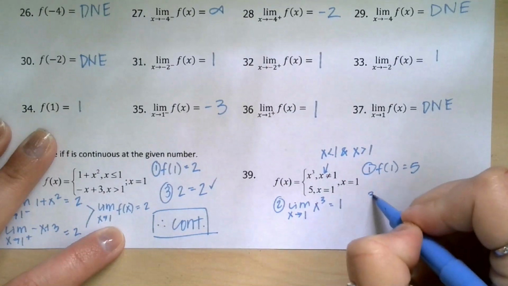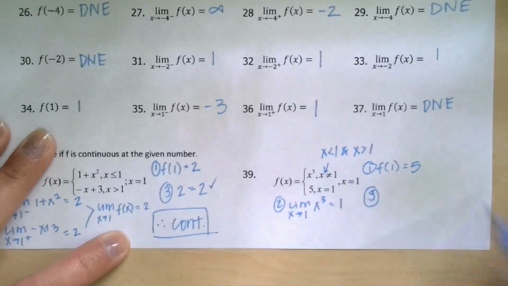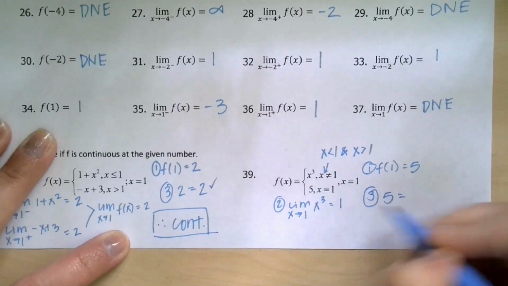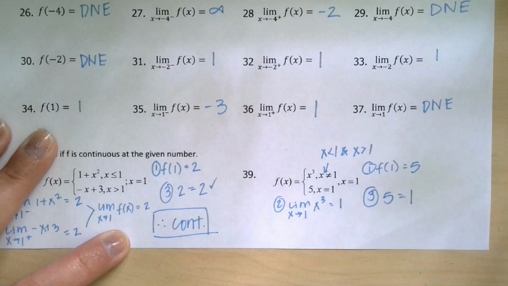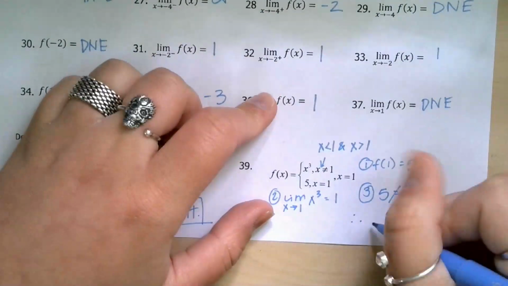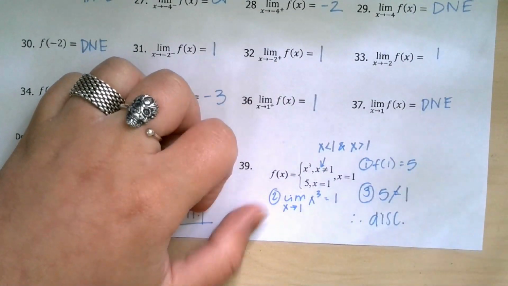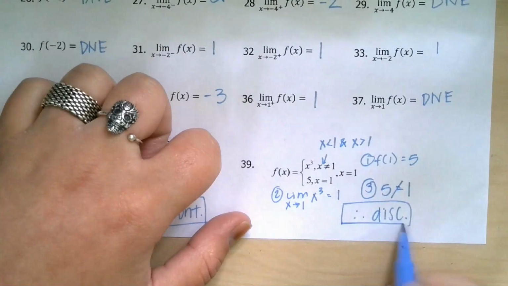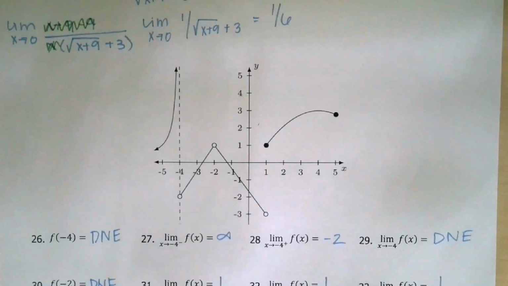So our last step is to check, does our f of 1, which is 5, does that equal our limit, which is 1? Those are not equal. Okay, so this tells us that this function is discontinuous.